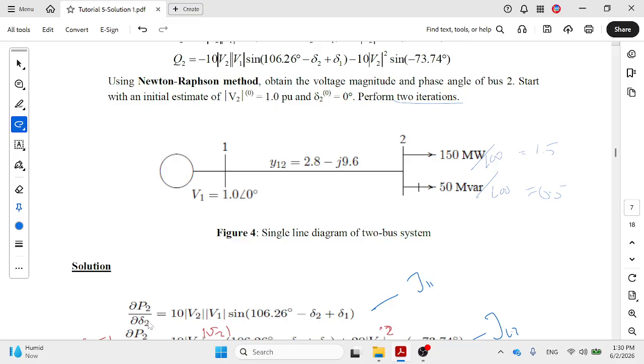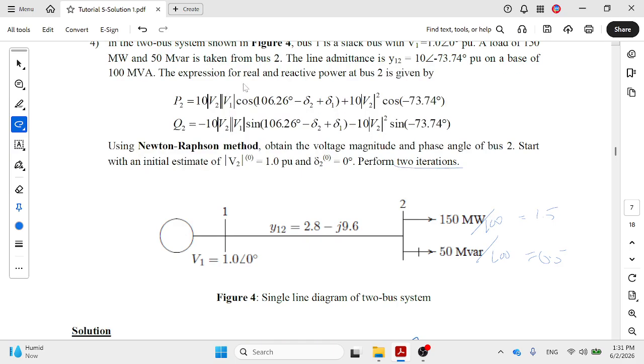Start with round P2 over delta 2. Here we don't have any delta, so this one is simply 0. And then here we have 10 V2 V1, which is a constant value, so we have to go the other way. We should find the cos inverse, which is minus sine, and then the others should be in the form 106.26 minus delta 2 plus delta 1.